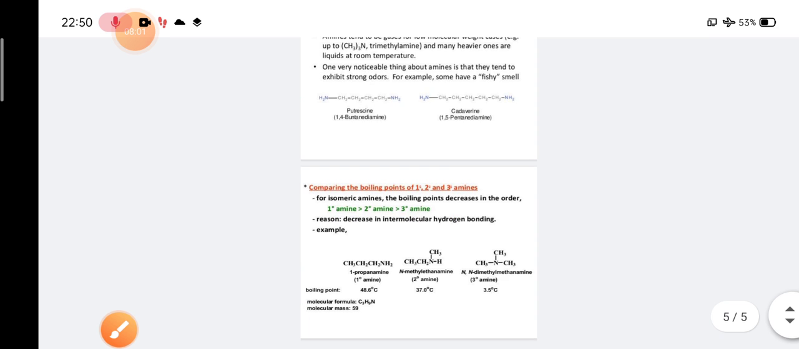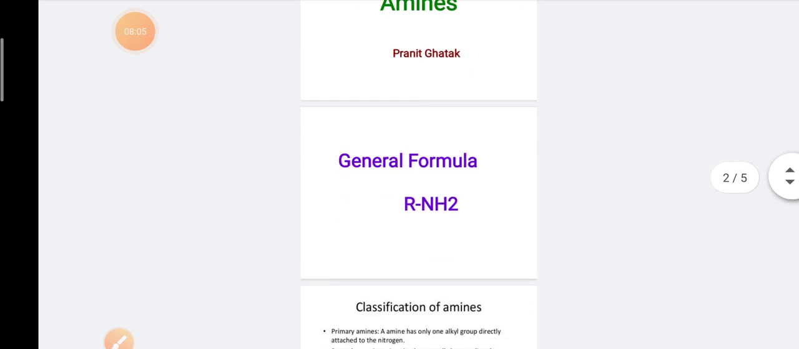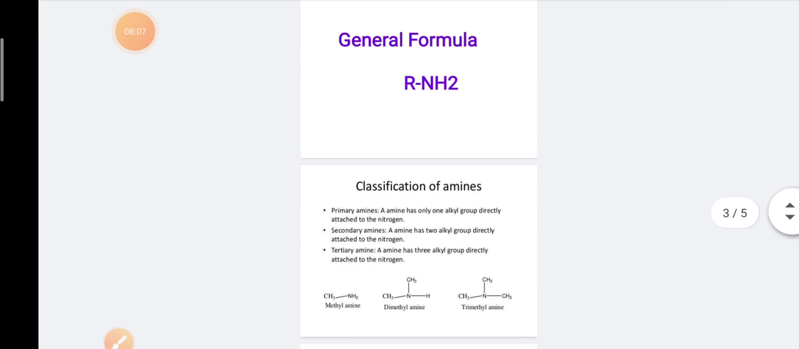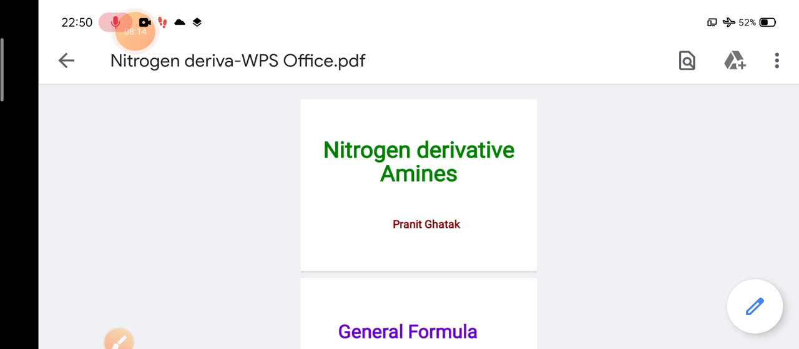So in this lecture I have discussed the general formula, classification, as well as the physical properties of amine. In the next class we can continue this chapter. We are going to talk about the chemical properties and the preparations of nitrogen derivatives, that is amines. I hope you have understood this part very well.